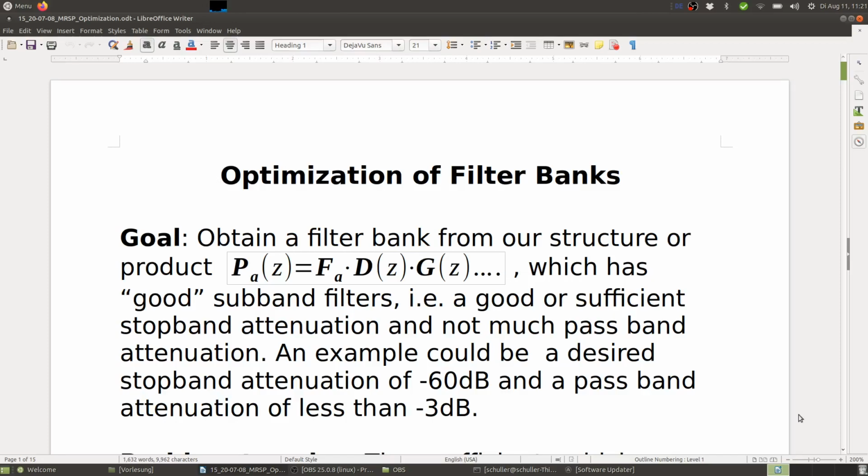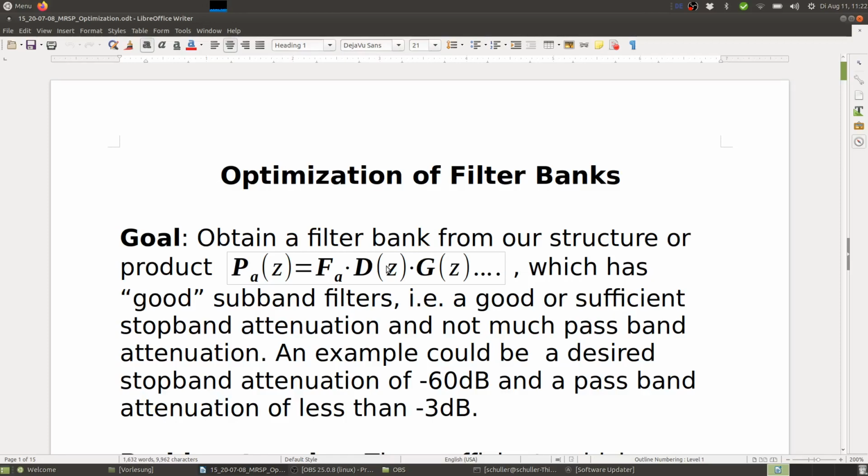Today about optimization of filter banks, or optimization in general. So last time we saw how to construct low delay filter banks, and we saw that there we have this structure or product of polyphase matrices. So our final polyphase matrix of the analysis consists of a product of individual matrices of lower order, which each have coefficients. Well, except for D, which was just given as a delay matrix, but F and G and so on, they have coefficients which then result in certain filters.